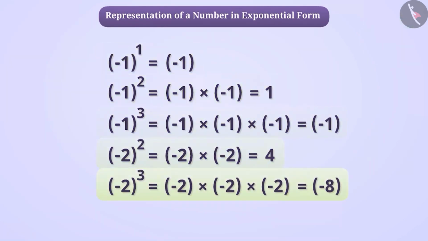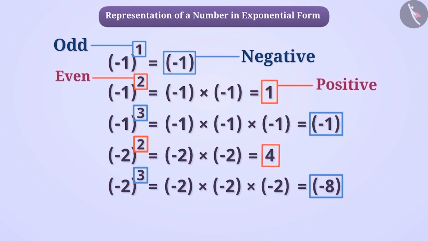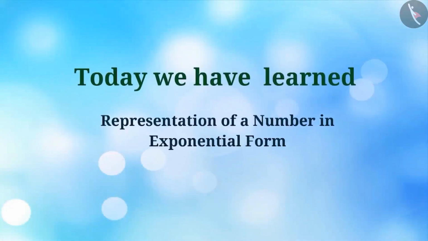By now you would have understood that if the exponent of a negative number is an odd number, the result is also negative. If the exponent of the negative number is an even number, the result is a positive number. This helps us in understanding exponents better. Today we have learned the representation of numbers in exponential form. In the next video, we will see a few examples of the same.